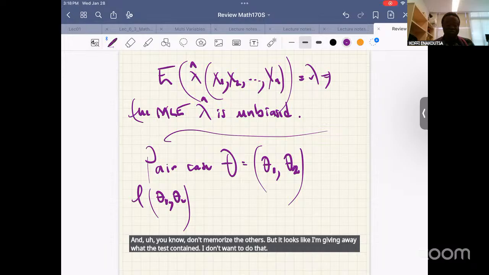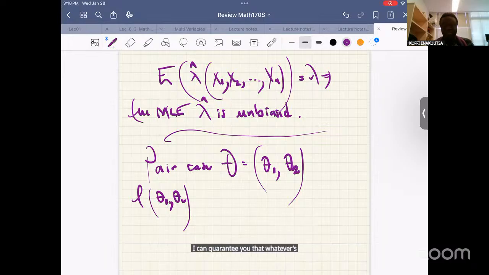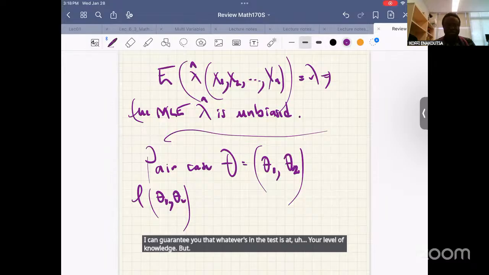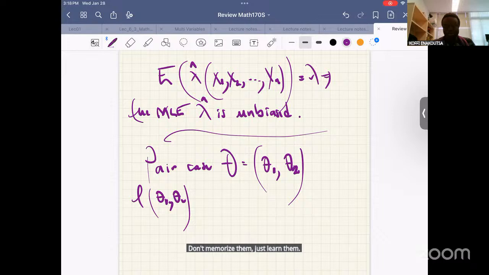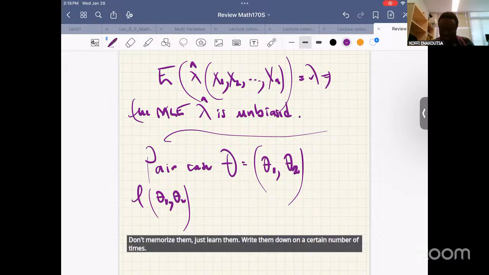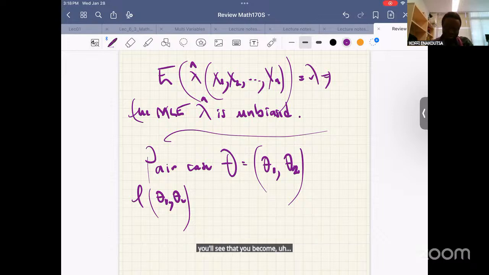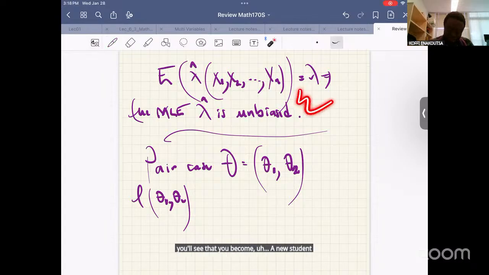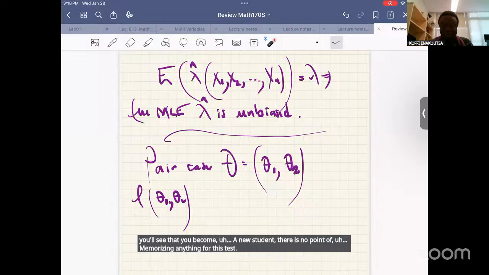I can guarantee you that whatever is in the test is at your level of knowledge. But learn some of those distributions. Don't memorize them, just learn them, write them down a certain number of times. You will see that you will become used to them. There is no point of memorizing anything for these tests. Okay, guys? Thank you very much.